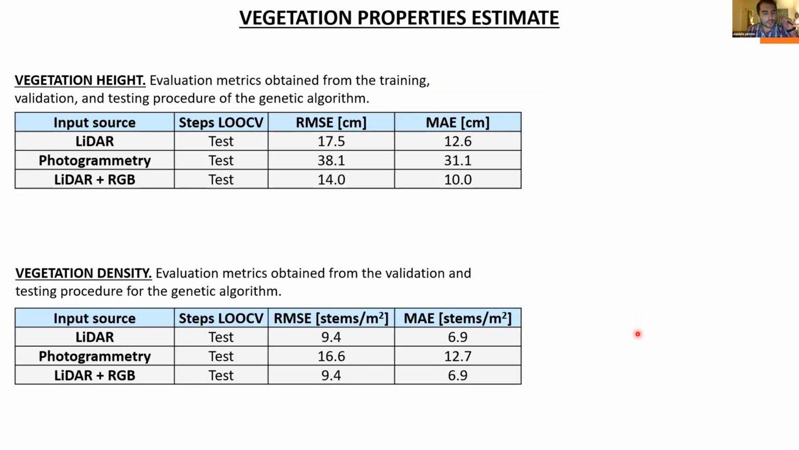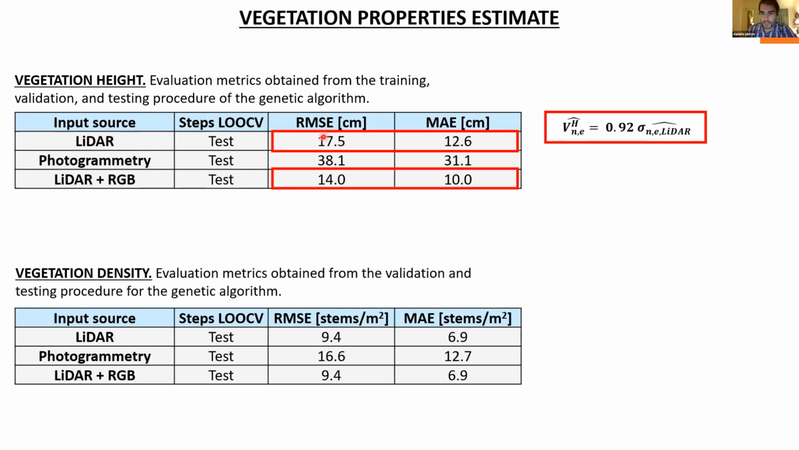So these are some results that I got from my formulation, from the genetic algorithm. I divided them for the vegetation height and density, like you see. Basically, I compared the results I got using only the LiDAR predictors, the RGB predictors (sorry, this is RGB, not photogrammetry), and the LiDAR plus RGB predictors. What you can see is that the error is pretty similar if we use only the LiDAR and the LiDAR plus RGB. And this is the formulation we got from the genetic algorithm.